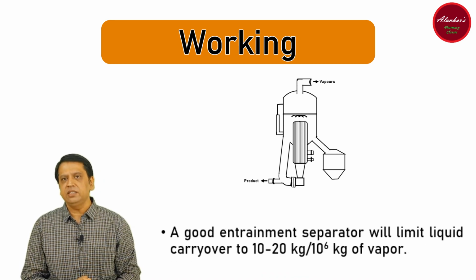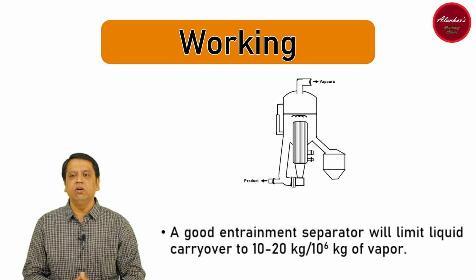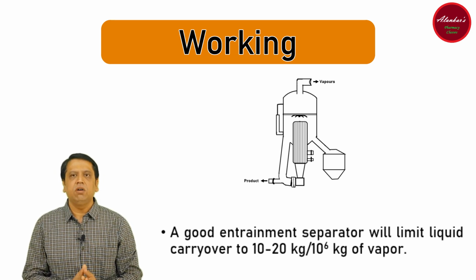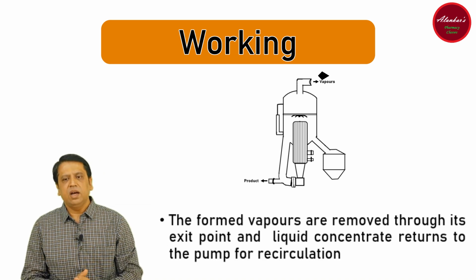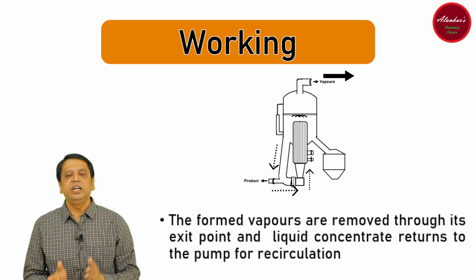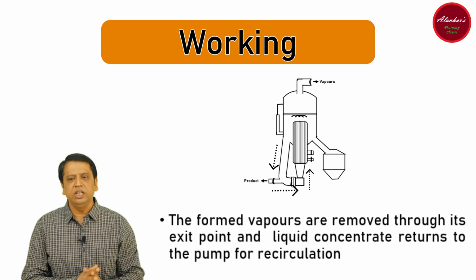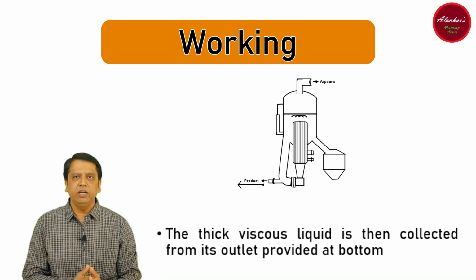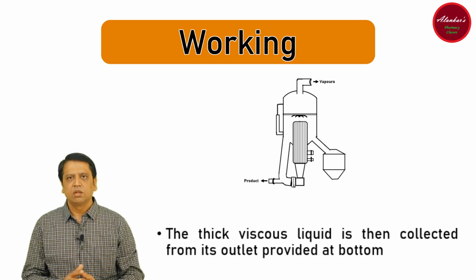A good entrainment separator will limit liquid carryover to 10 to 20 per 10 to the power 6 kg of vapors. The formed vapors are removed through its exit point and liquid concentrate returns to the pump for recirculation. The thick viscous liquid is then collected from its outlet provided at bottom.